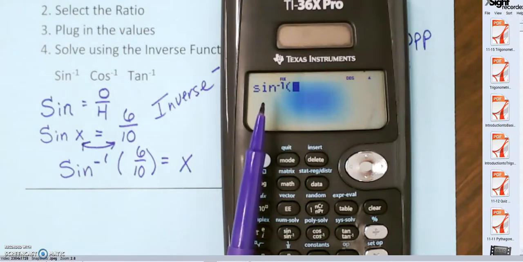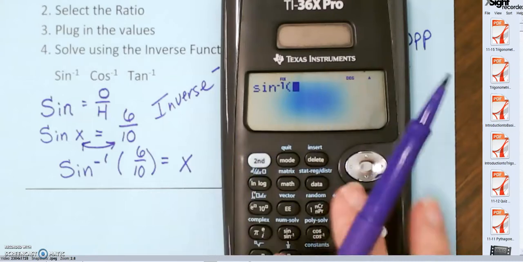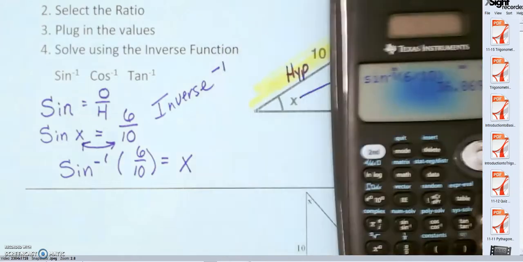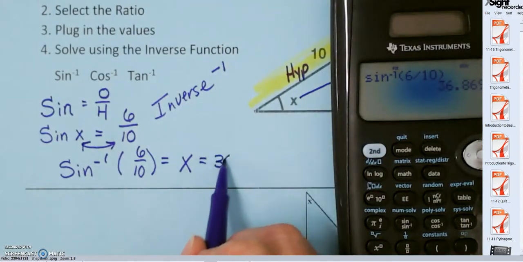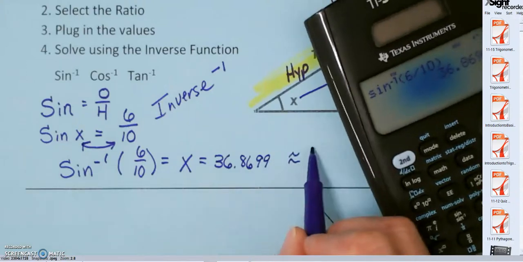Okay? Those of you with Casios, did it work for you? You probably have to hit the second button in order for yours to come up. All right, so now I'm just going to type in 6 divided by 10, close the parenthesis, hit equal. We want our answers rounded to the nearest whole degree. So the calculator says 36.8699, and we're going to round that up to 37 degrees.